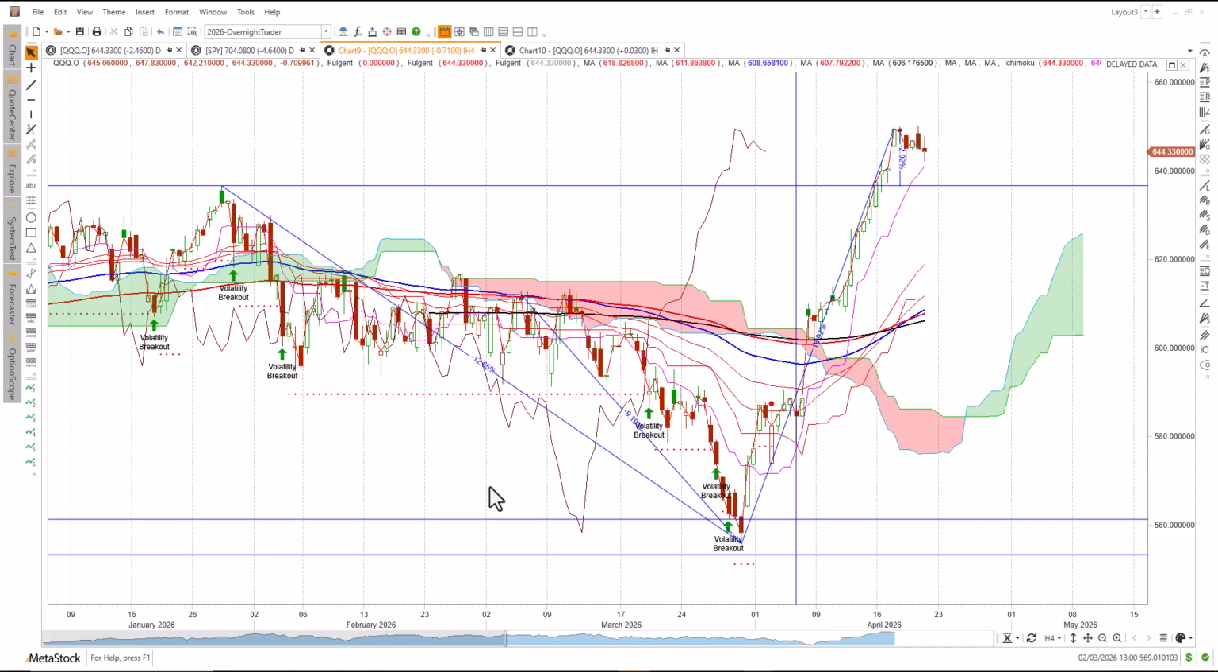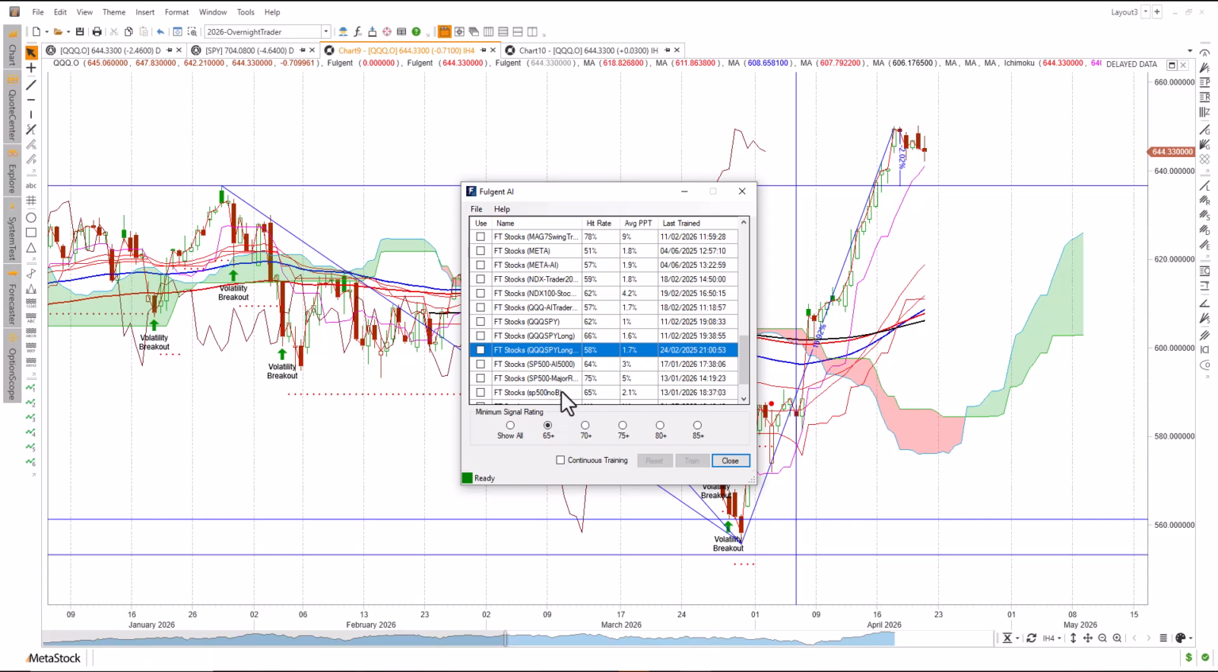Good morning, traders. Richard here with a quick Ichimoku cloud chart market review as well as an artificial intelligence trading review of the QQQ ETF. Now, the AI we're using is the Fulgent AI engine that sits on the Metastock platform, and you train it to trade the ETF specifically.